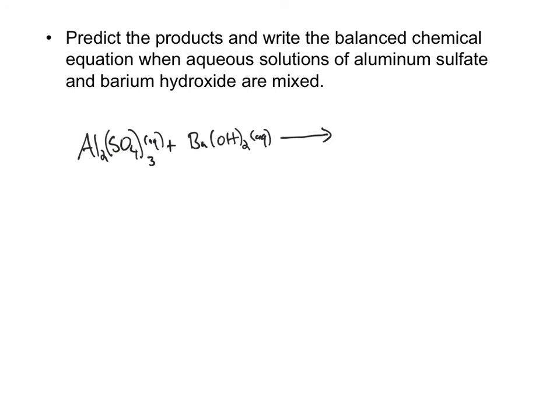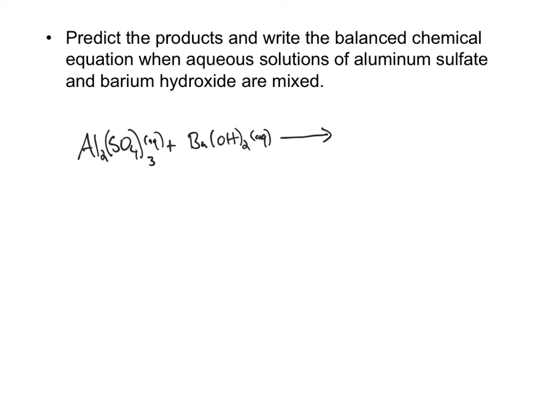Alright, so one more example. We want to predict the products and write the balanced chemical equation when aqueous solutions of aluminum sulfate and barium hydroxide are mixed. I wanted to show you how I would approach the problem if I was starting from the formulas and not the names. So I've gone ahead and written out the formulas, and so we can proceed from here.